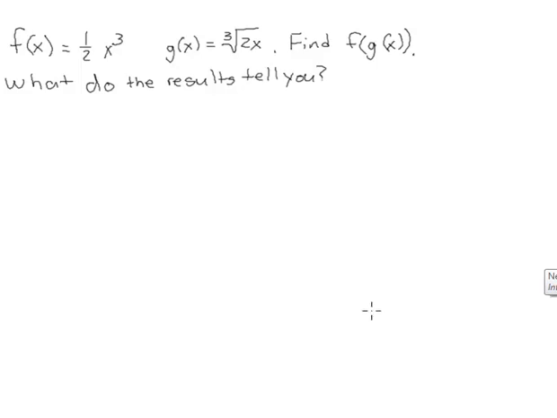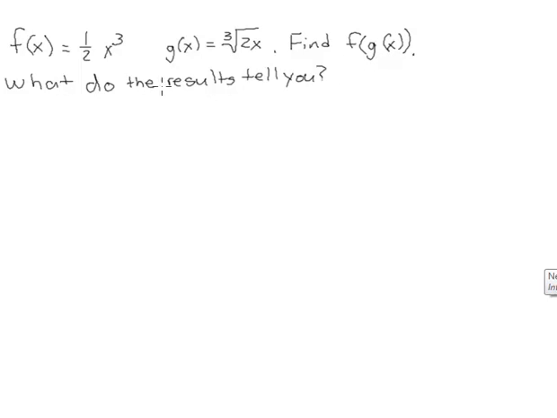We're going to look at function composition and inverse functions. First of all, remember what an inverse of a function is. An inverse of a function is the function such that if you take f of f inverse of x, then you just get x back. And so here we have f of x equals 1/2 x cubed, g of x equals the cubed root of 2x, and we're supposed to find g of f of x.